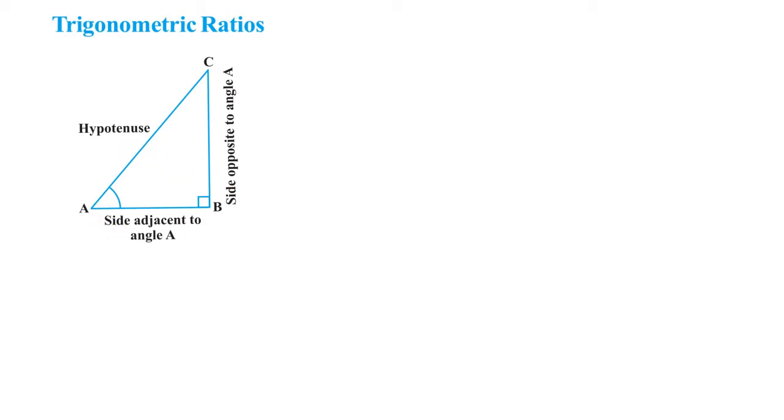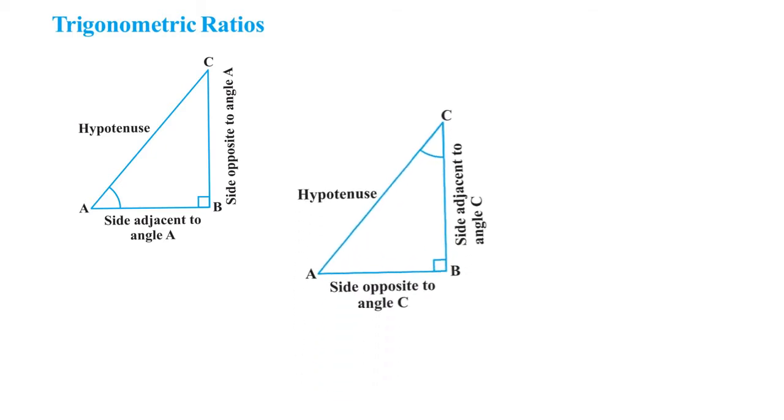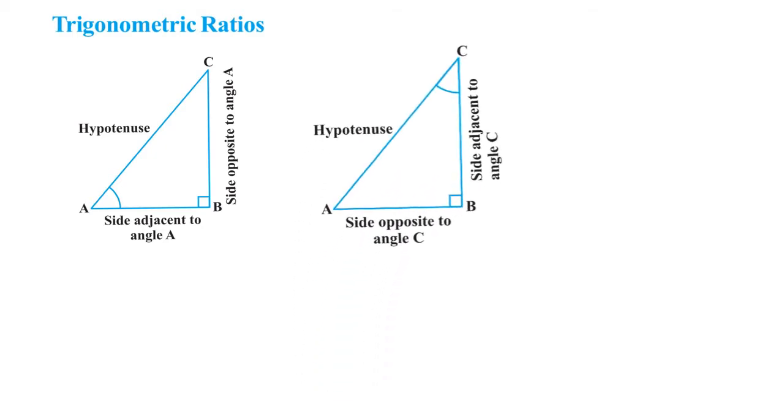Note that if the angle in reference changes, for example, now if we consider angle C as the reference angle, the sides will change. AB will become the side opposite to angle C. BC will become the side adjacent to angle C. And AC remains the hypotenuse. We will understand trigonometric ratios taking angle A as the reference angle in the triangle ABC.